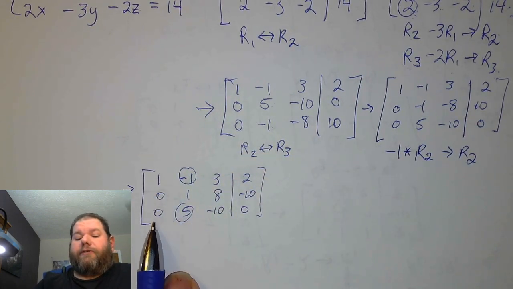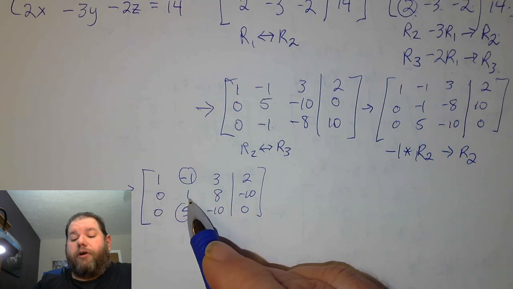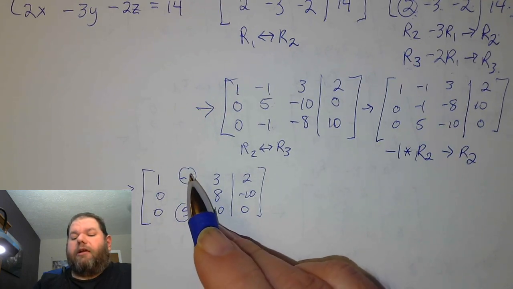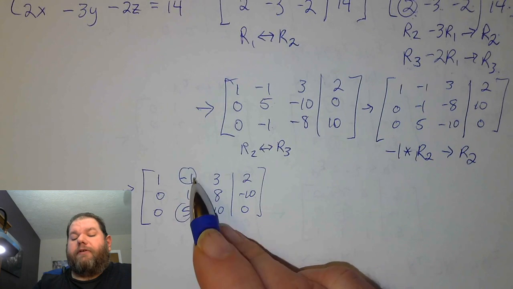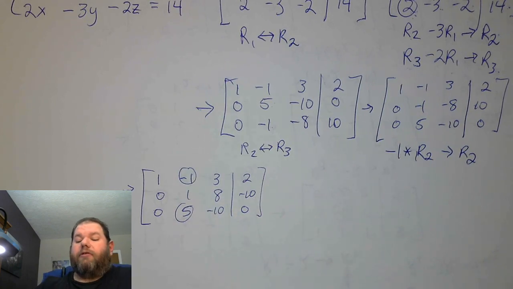So we have 1, 0, 0, like we want. We have 1 in the middle, like we want. And now we need to make both of these numbers into zeros.